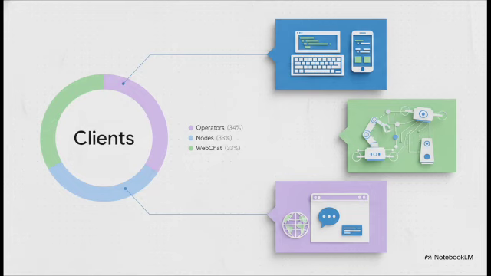So what actually connects to this hub? Well, there are three main types of clients. Operators are basically your control panels for managing the system. Nodes are programs on your other devices that act as the AI's senses, and we'll get more into that soon. And web chat just gives you a simple browser interface. Put them all together and you can interact with your AI from anywhere.